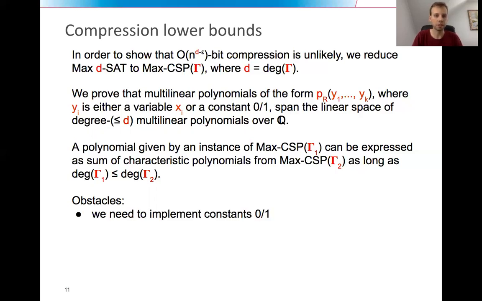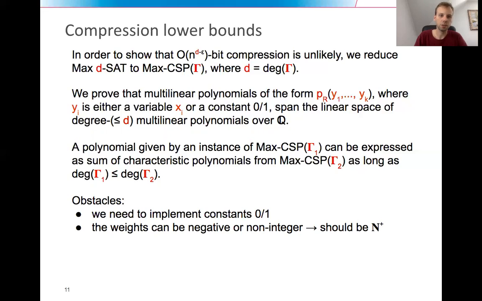The first one is that we need to get rid of these constants 0 and 1. So we need to introduce a new variable and force it to be always equal to 0 or 1. So we need some gadgets to enforce this property in every optimal solution.